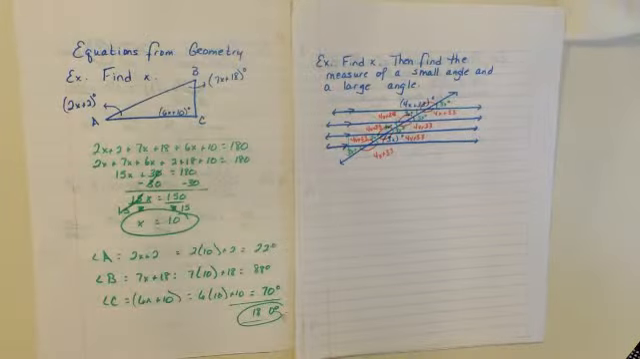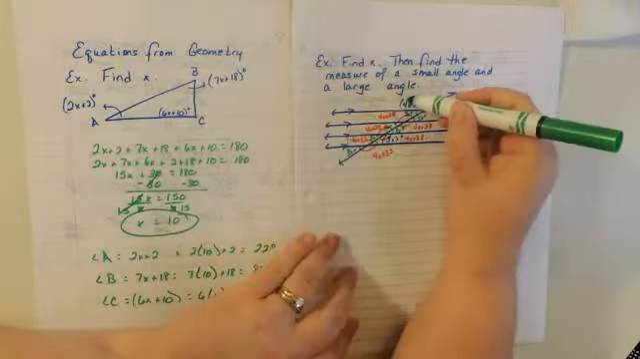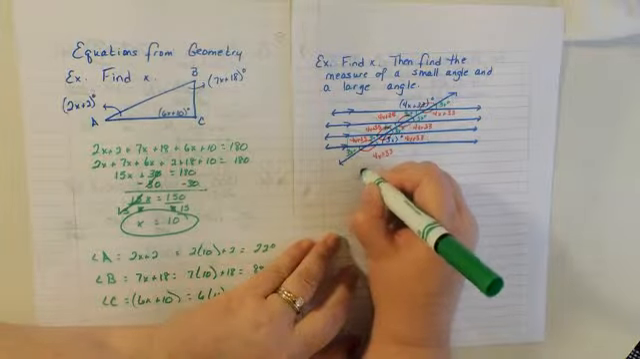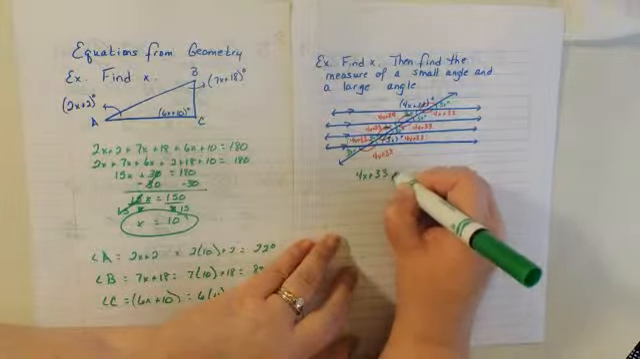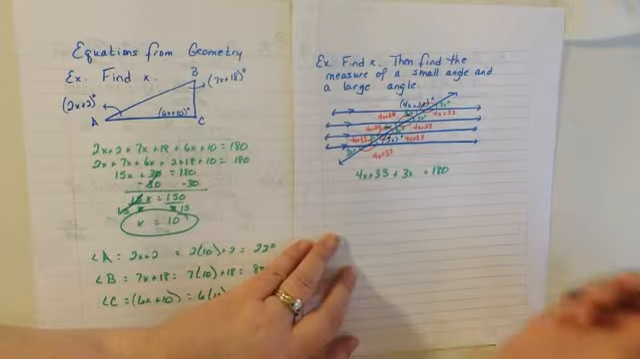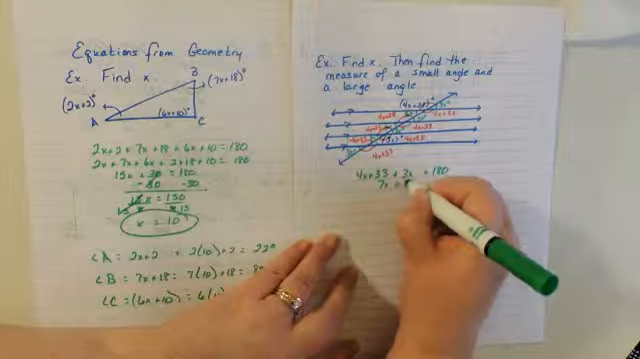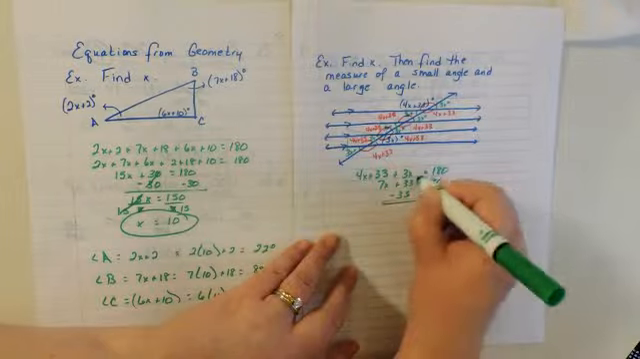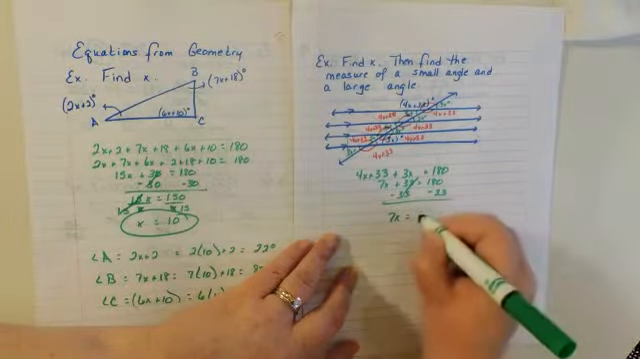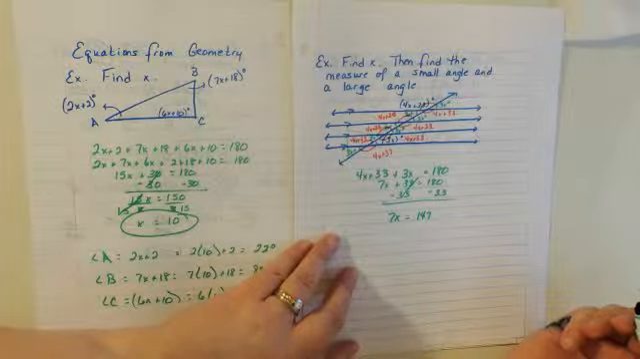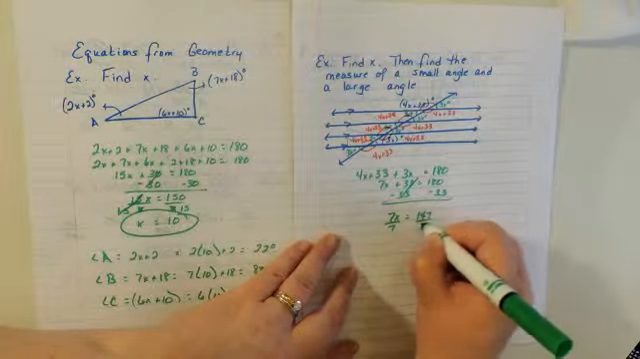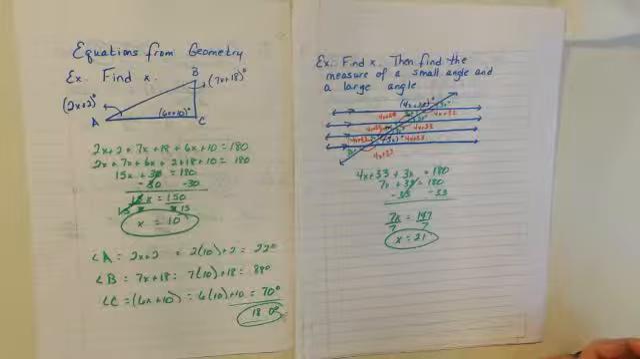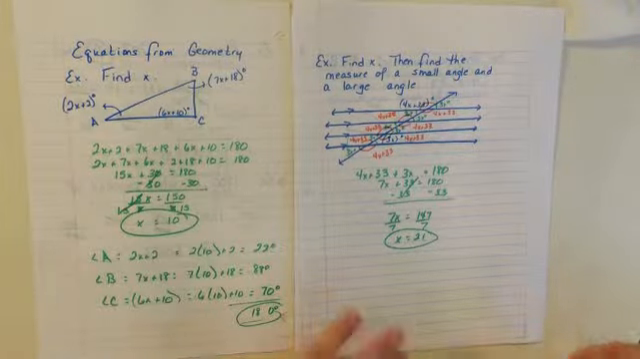Okay, so first we need to solve for x. We know that 4x plus 33 and 3x are supplementary, so we can say that 4x plus 33 plus 3x equals 180. So 7x plus 33 equals 180. We subtract 33 from both sides. 7x equals 147. And we divide by 7 from both sides, and x equals 21. Okay? So that was the first thing we were supposed to do.